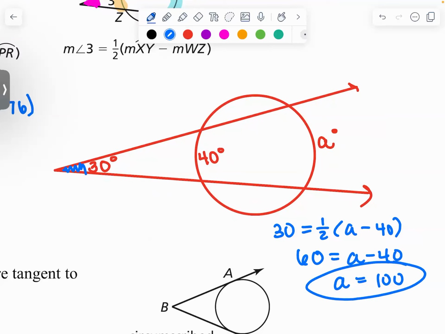Is that okay? Since it's A minus 40, we have to add the 40 over to the 60. Oh, I did 60 minus 40. Yes, you did.